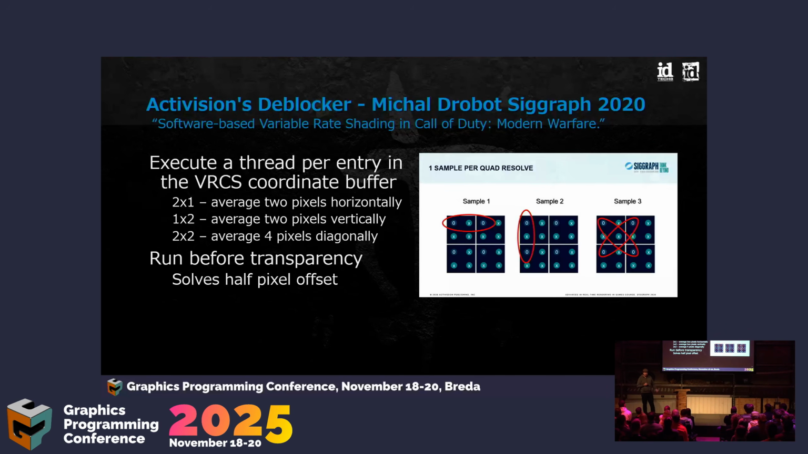So the next thing I did was to add a deblocker, and I went straight to Activision's paper from Michal Drobot. Very simple implementation. We knocked this up in about an hour, so there was no code sharing. It was quicker just to write it. Very simply, if it's 2x1 rate, then we're doing an average horizontally. If it's 1x2, we're doing an average vertically, and if it's 2x2, we're doing the average of 4 surrounding pixels diagonally.